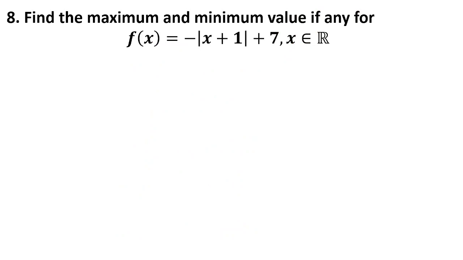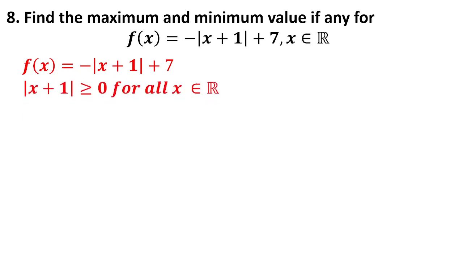Now, whenever they are asking you the maximum and minimum value of a function, that can be done by derivatives also, but this is a modulus function. Therefore, we have to check the nature of the modulus function, and then identify what will be its maximum and minimum value. For that, I am taking f of x. All of you know what is the nature of mod x plus 1. It is always greater than or equal to 0.